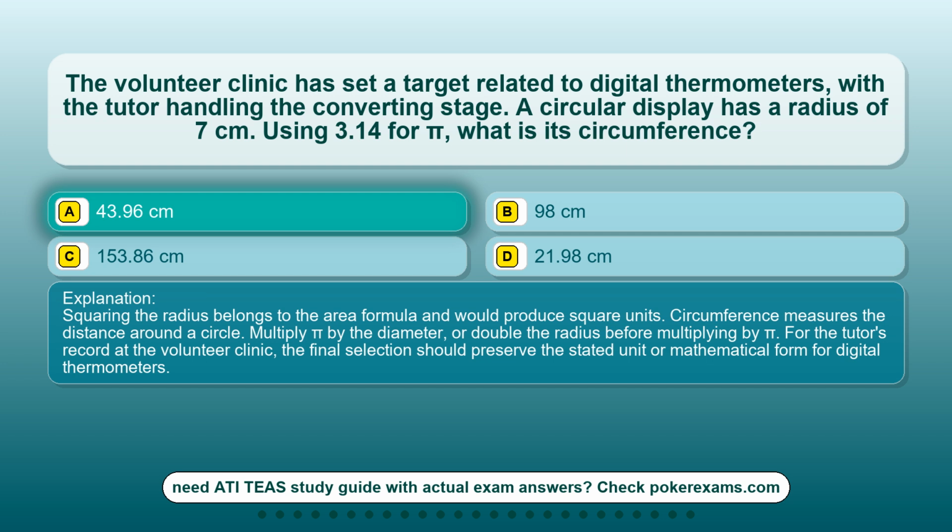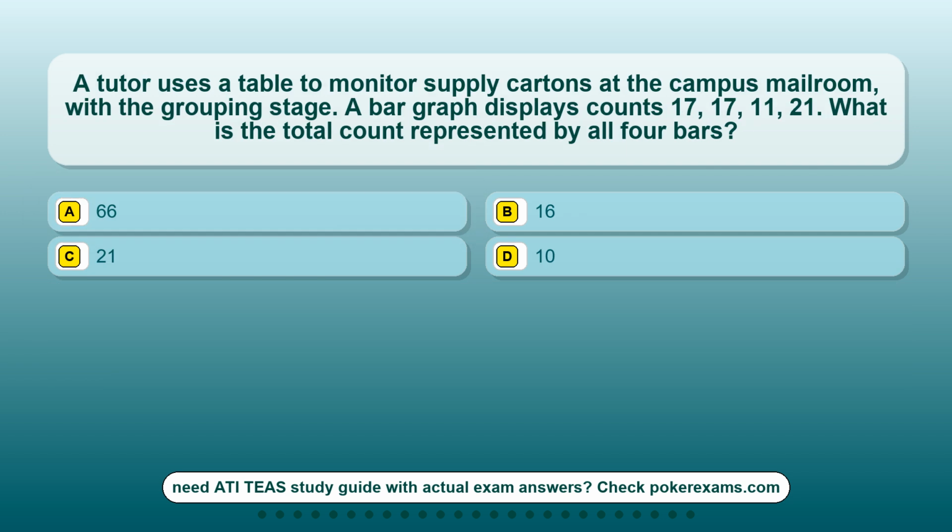For the tutor's record at the volunteer clinic, the final selection should preserve the stated unit or mathematical form for digital thermometers. Question 20. A tutor uses a table to monitor supply cartons at the campus mailroom, with the grouping stage. A bar graph displays counts 17, 17, 11, 21. What is the total count represented by all 4 bars?